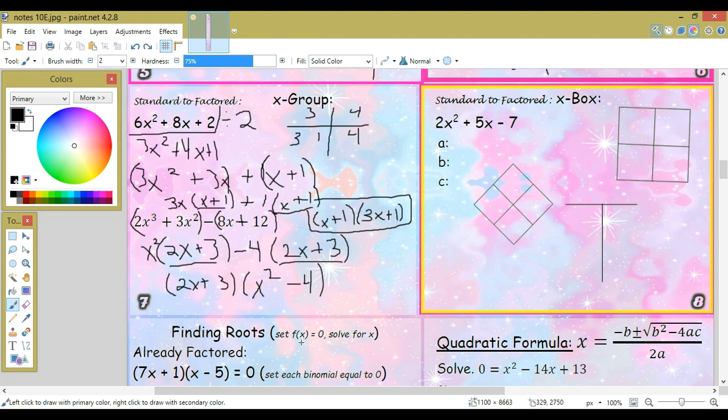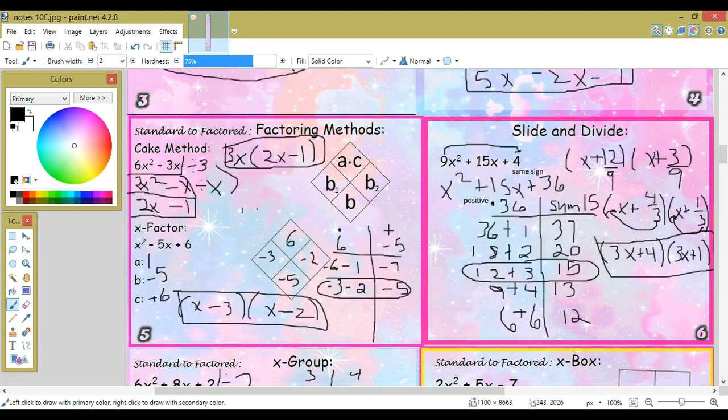If you want to factor even further, x squared minus 4 is the same thing as x plus 2 and x minus 2. And this is a pattern that you can use a formula for that we'll talk about later in this video. Specifically on page 13. Page 8, standard to factored X box.